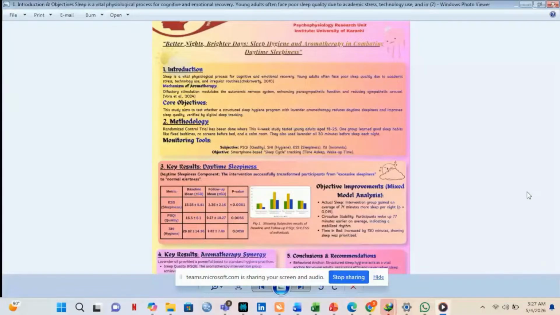So how was the subjective data collected? We used standardized scales like the Pittsburgh Sleep Quality Index (PSQI) to check sleep quality, the Sleep Hygiene Index to monitor their sleep hygiene, and the Epworth Sleepiness Scale (ESS) to monitor the severity of their daytime sleepiness. Whereas objective data was collected through the Sleep Cycle app, which is a smartphone app, in which we monitored their sleep latency period, time of awakening, time of going to bed, etc.